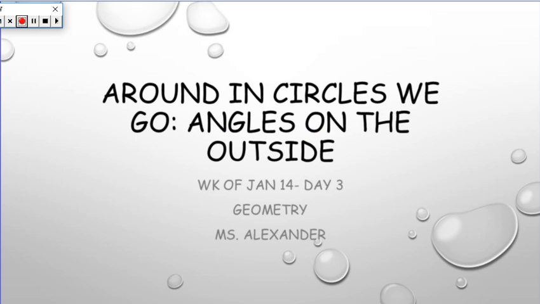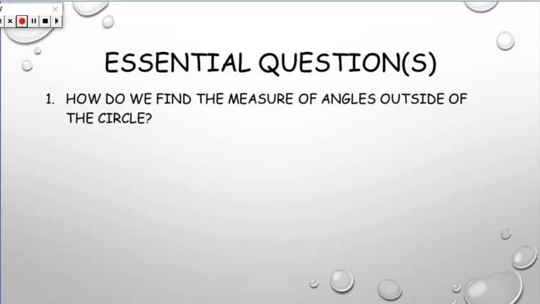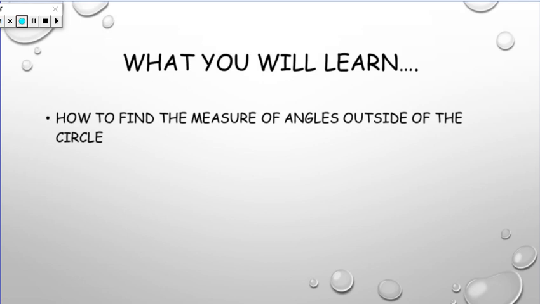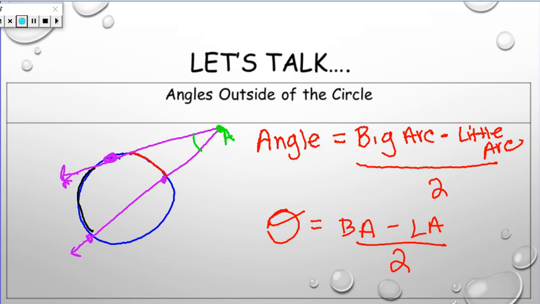Okay, guys, I need to make a quick correction. So here, day 3 was still covering the same standard. You're going to talk about when angles are outside of the circle. Right here, the rule tells you take the big arc and minus the little arc and then divide it by 2. The simple form of this is: the angle equals the big arc minus the little arc, divided by 2.